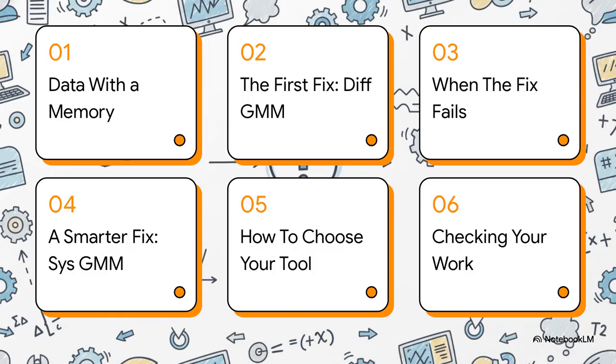So here's our roadmap for today. We're going to start by really getting a handle on what it even means for data to have a memory. Then we'll meet the first clever solution to this problem, difference GMM, and you guessed it, we'll see where it falls short. From there, we'll introduce its smarter, more powerful sibling, system GMM. And this is the most important part. We'll walk through a super practical test to help you choose between them. And finally, we'll cover how to double-check your work to make sure your conclusions are solid.